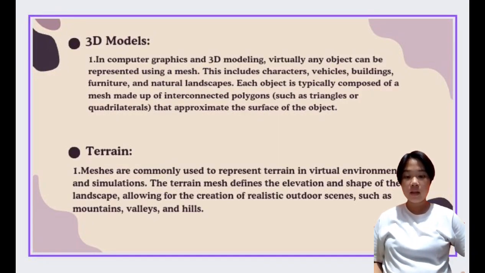3D models. In computer graphics and 3D modeling, virtually any object can be represented using a mesh. This includes characters, vehicles, buildings, furniture, and natural landscapes. Each object is typically composed of a mesh made up of interconnected polygons, such as triangles and quadrilaterals, that approximate the surface of the object.